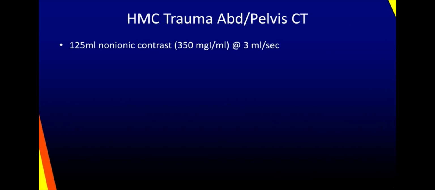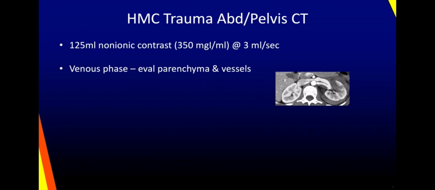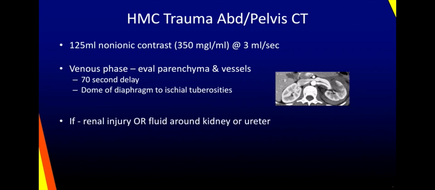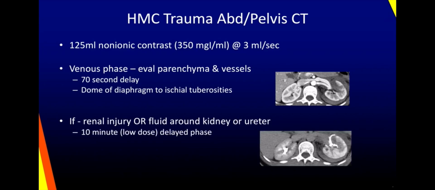Here I show our current protocol at Harborview Medical Center, where we inject 125 cc's of contrast. We scan the patient during the venous phase to evaluate the parenchyma and vessels using a fixed 70-second delay. We scan from the dome of the diaphragm to the ischial tuberosities. And if there's a renal injury or fluid around the kidney or ureter, we get 10-minute low-dose delayed phase images through that region to evaluate for urinary extravasation. We limit the scan to the region of interest and don't scan the entire abdomen and pelvis.